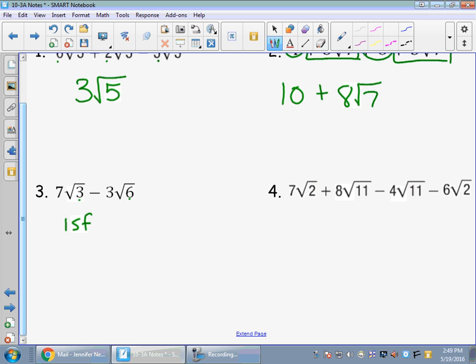I like to think of that as a 7x minus a 3y. Okay, you would not be able to do anything else with 7x minus 3y. It's simplified as far as you can get.